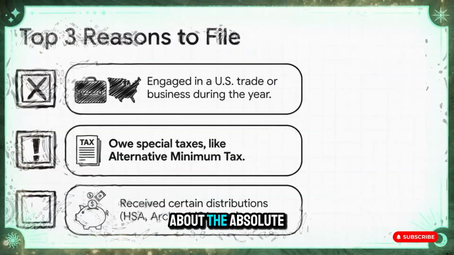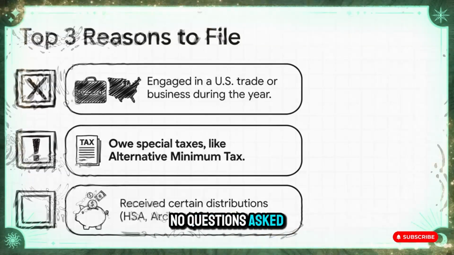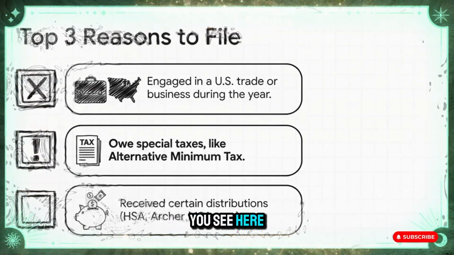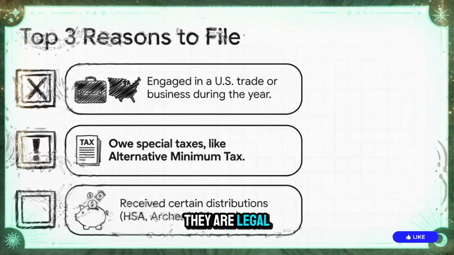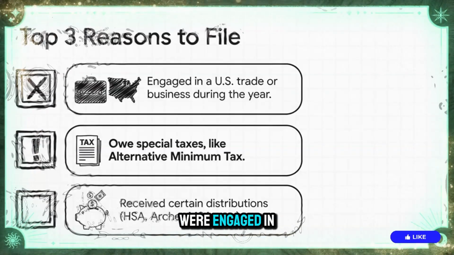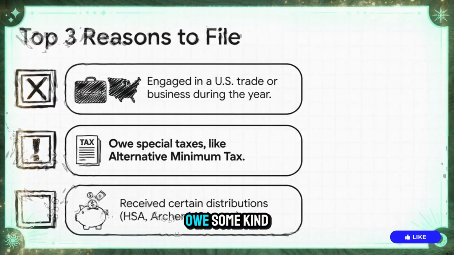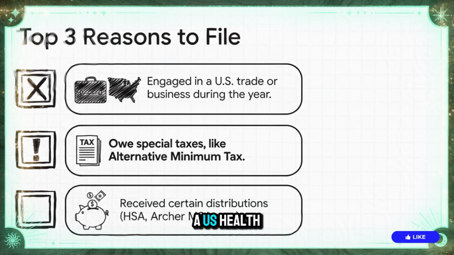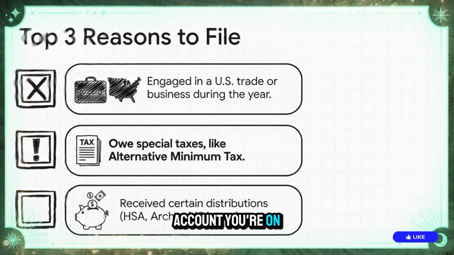Now let's talk about the absolute, no questions asked, must-file situations. These 3 things you see here, they aren't suggestions, they are legal triggers that require you to file a tax return. So if you were engaged in a US business, owe some kind of special tax, or got a distribution from, say, a US health savings account, you're on the hook.